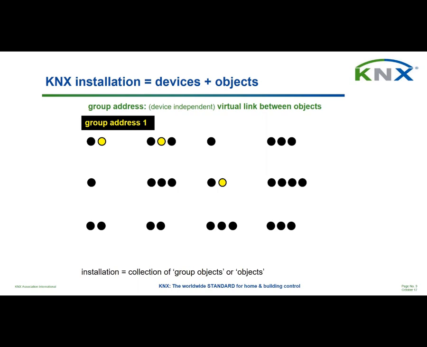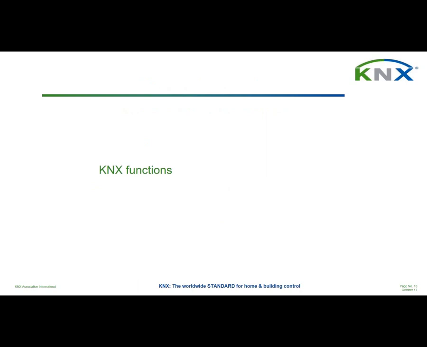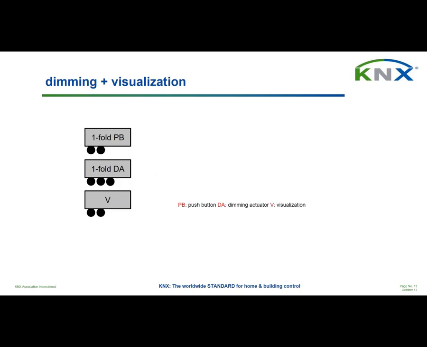This is group address yellow, or group address one, with one specific value, which is, by the way, a 16-bit value. Another example could be blue, group address two, so yet another 16-bit value. That's how we can group objects together. And as you can see, this is device independent. So now that we know objects and group addresses, it's easy for me to explain to you KNX functions.